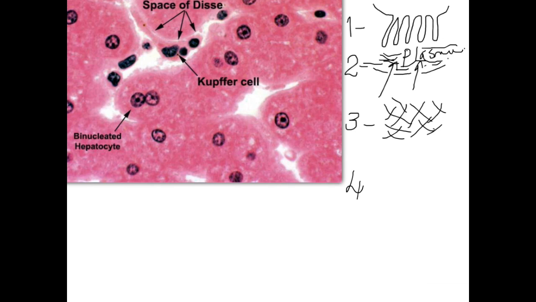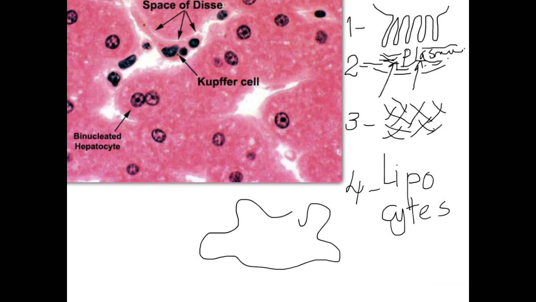The fourth structure is a cell called a lipocyte, lipo meaning lipid. Lipocytes are cells containing lipid inside. These cells are actually branching cells containing droplets of fat. These droplets contain vitamin A, which is a fat-soluble vitamin stored in these lipid droplets.